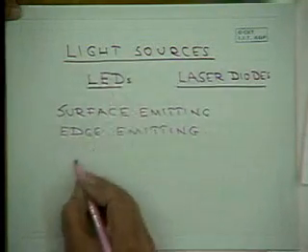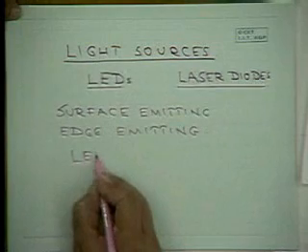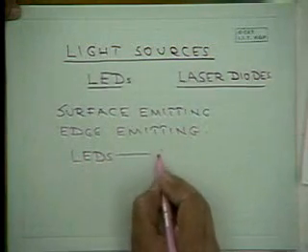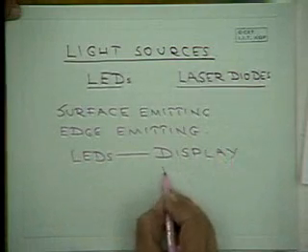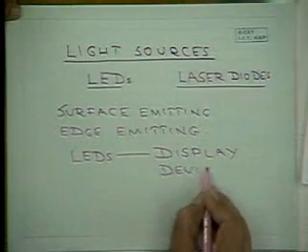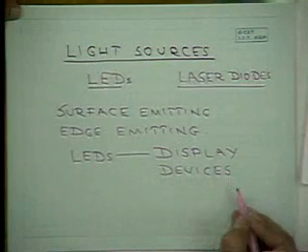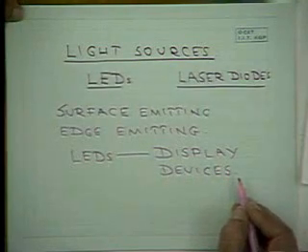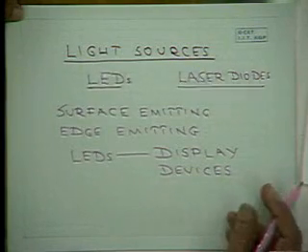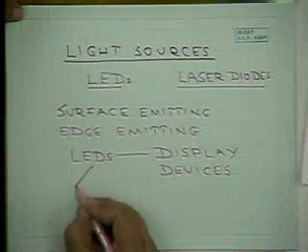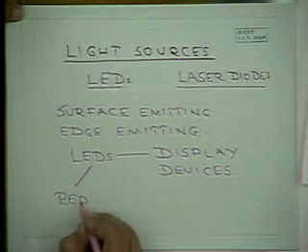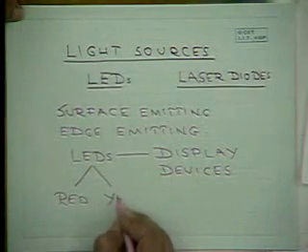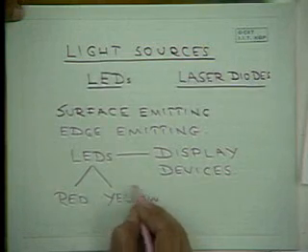LEDs, as is well known, have a large number of applications in display devices. In different electronic equipment, they are used to display digits or numbers, and they come in different colors. They come typically in red, yellow, and green.